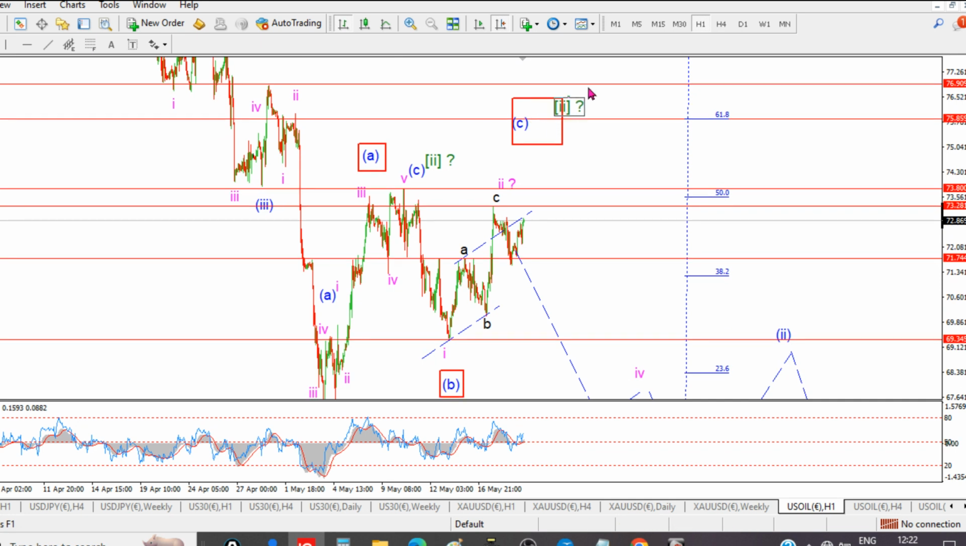Here's the alternate count, wave 2. I'll probably move that up a bit. If we did actually break above 75, that would bring us to a 62% retracement of the initial decline. That would be satisfactory for that alternate count, I think, as well. And you can see that ABC possibility here. But anyway, for the moment, we still have the main count underway. It hasn't been ruled out at all.